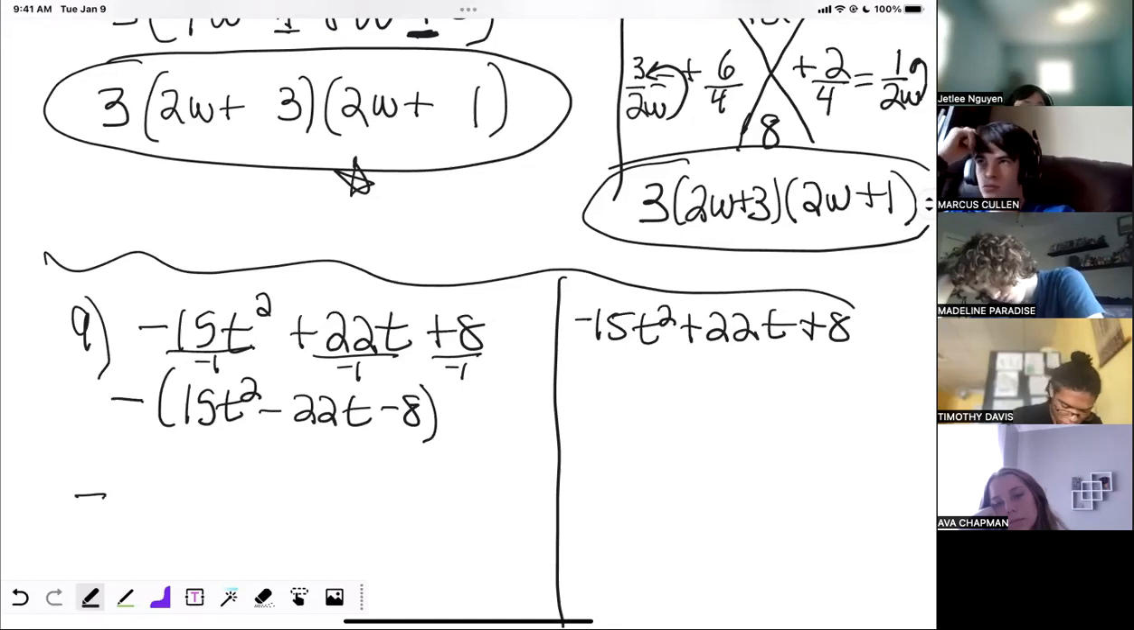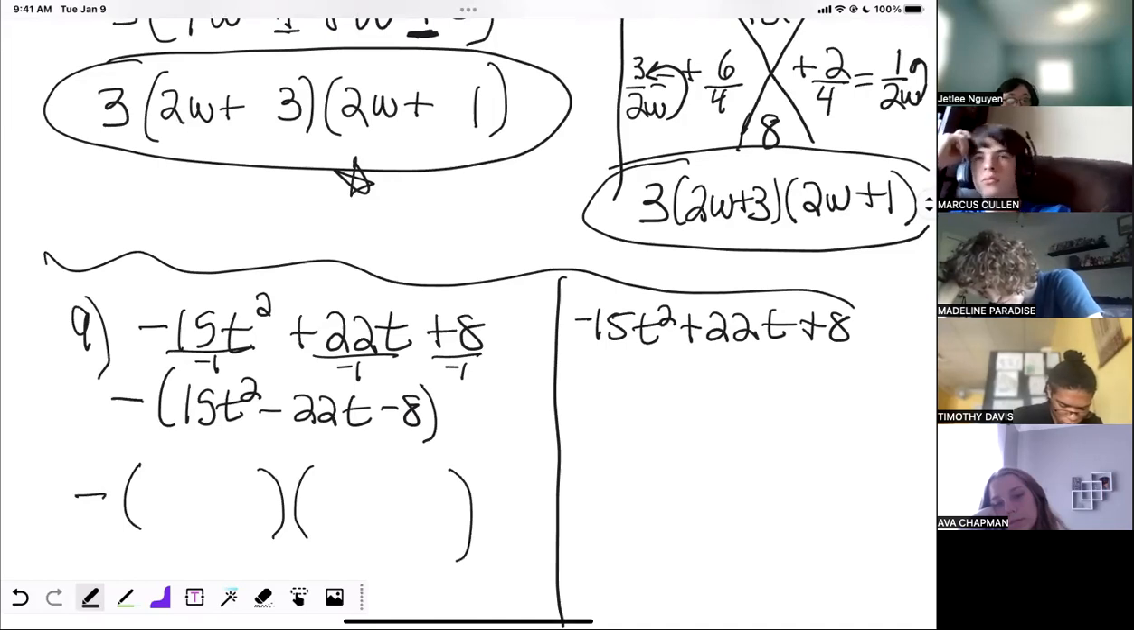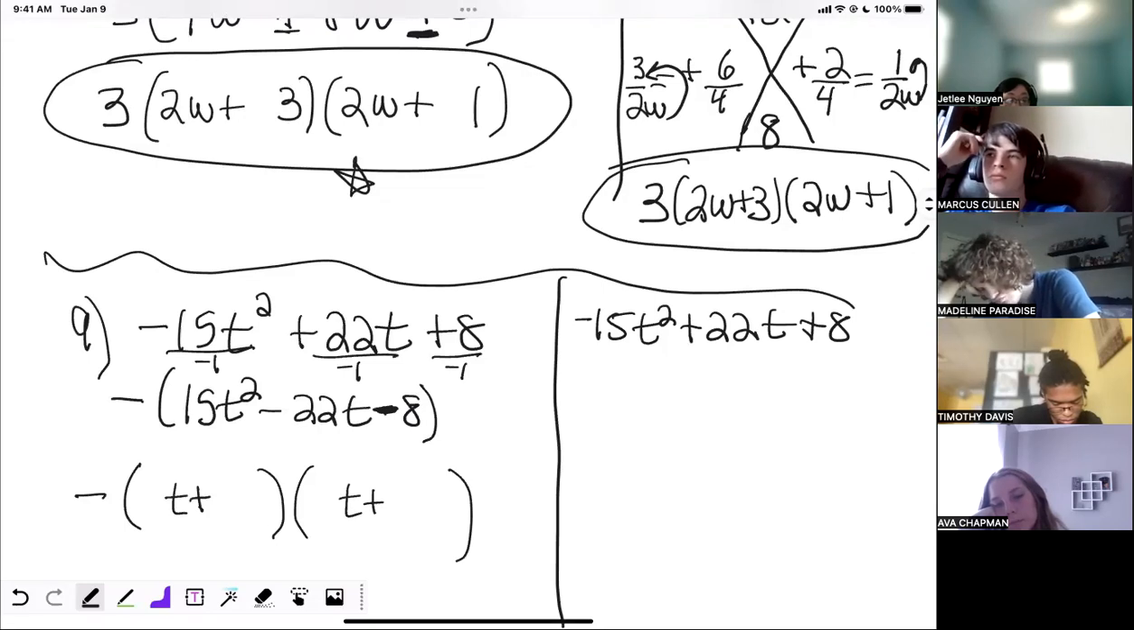And then I'm going to do this side first. I'll do the other side second. All right, the second sign is negative. That means one's positive, one's negative. I know I have a t and a t. I just got to figure out my combination of 8 and 15 to give me negative 22. So 8, of course, is 8 and 1 and 4 and 2. And then 15 and 1 and 5 and 3. And I'm going to bet it's 5 and 3. So I'm going to put 5. I'm going to put 3.